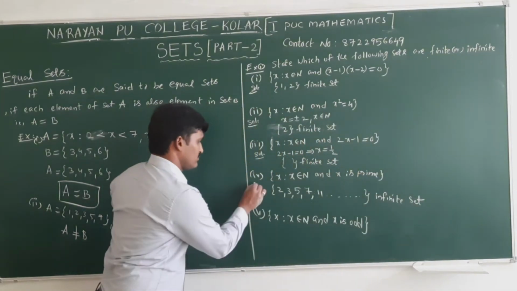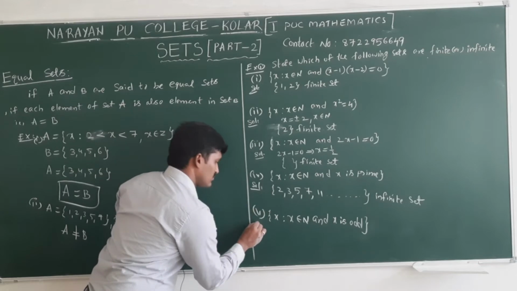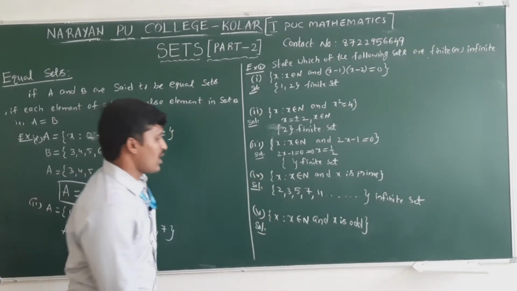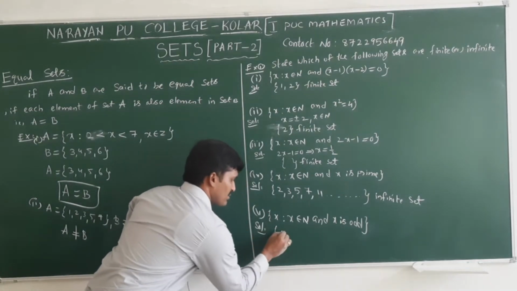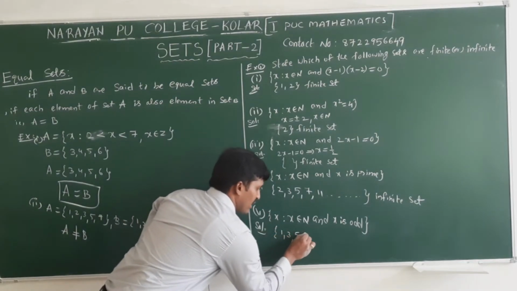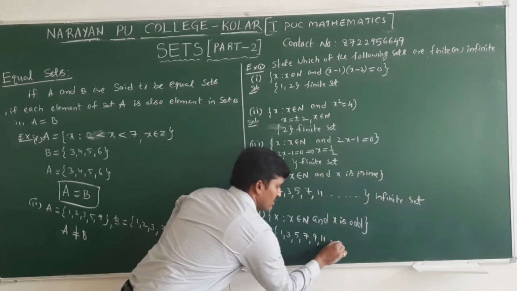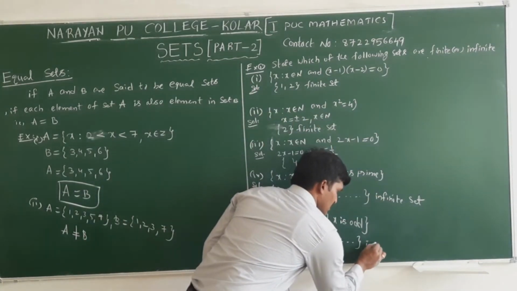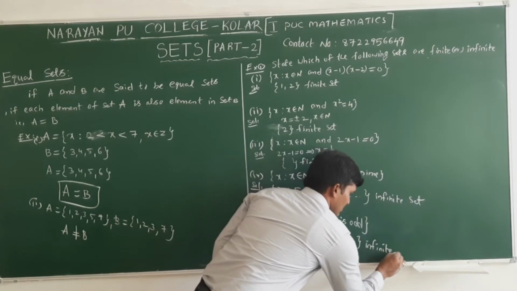Coming to the fifth one, X is a natural number and X is odd. What are the odd natural numbers? 1, 3, 5, 7, 9, 11 and so on, you can go up to infinity. That's why this is which set? Infinite set.